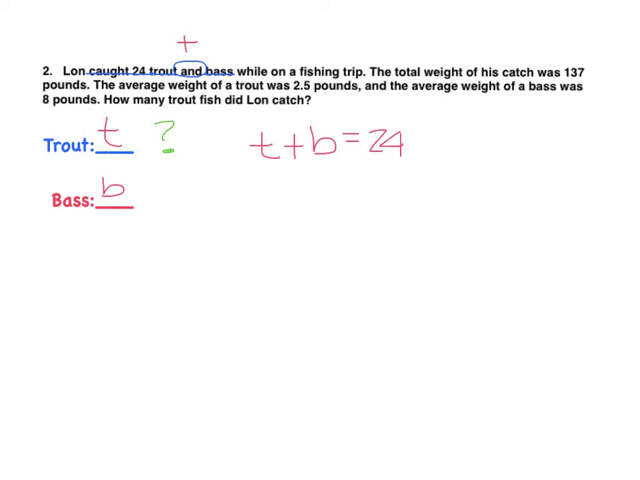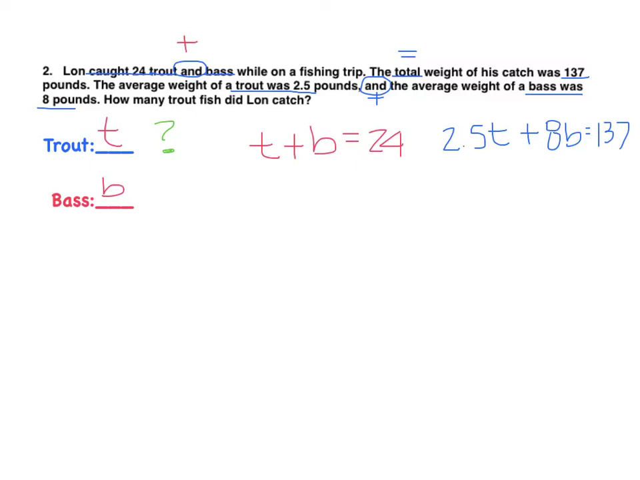Now I know the second equation is going to deal with the weight. And it says right here the total weight, so that means the weight equals 137. Well, does it tell us how much each fish weighs? You bet. Trout is 2.5 pounds, and, which means plus, the bass was 8 pounds. So we have 2.5 for the trout and 8 pounds for the bass, and it equals a total of 137. There's our two equations.